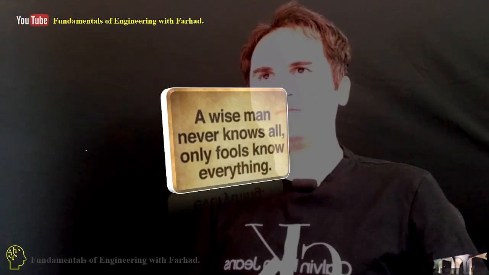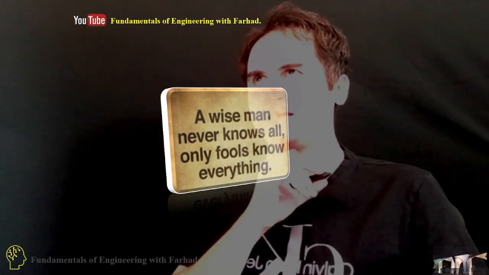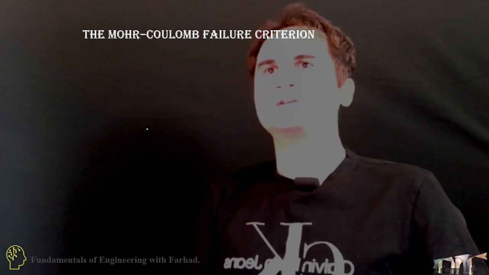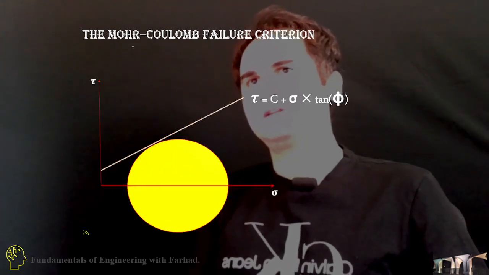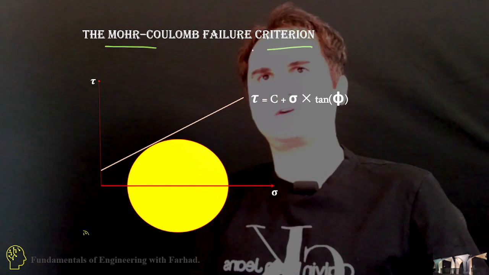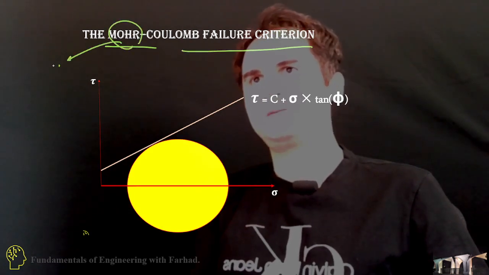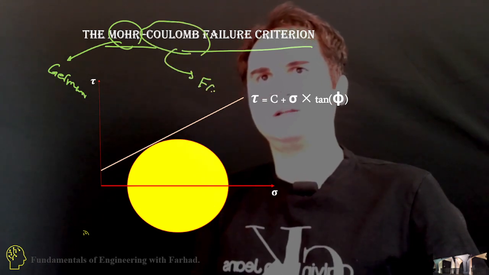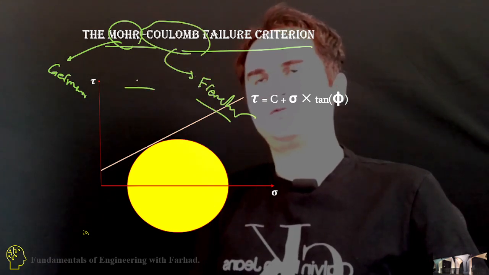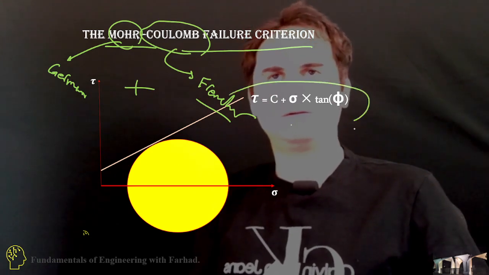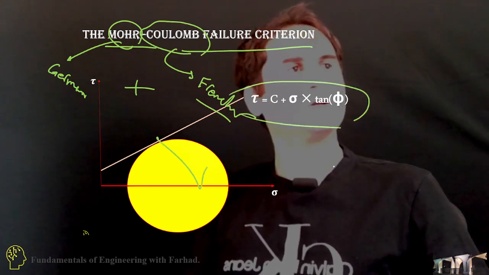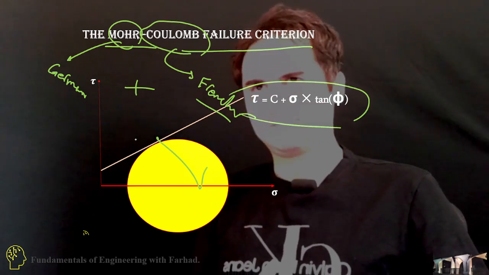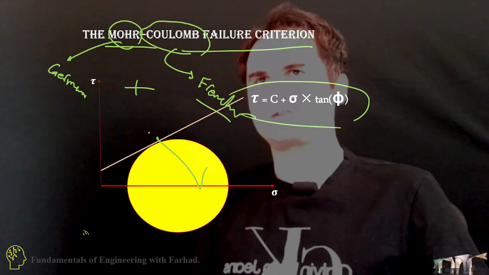In this video, we want to talk about a very interesting topic, which is a criterion of shear strength in soil. That criterion is the Mohr-Coulomb failure criterion, which is the work of a German combined with a French scientist, who together created a criterion for shear strength of a soil. Let's see in more detail about this criterion.